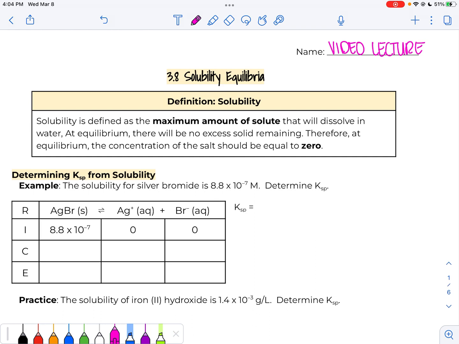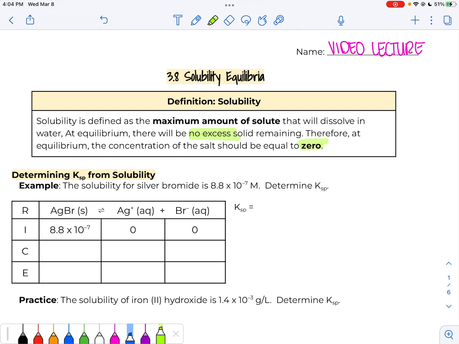Just as a reminder, your definition of solubility is the maximum amount of solute that will dissolve in water. So the amount of stuff that you can get dissolved in water before nothing else will dissolve in water. Instead, you'll just have stuff starting to pile up at the bottom. So by definition, at equilibrium, there will be no excess solid remaining. You will not have anything piled up at the bottom. It's just the maximum amount of stuff you can have dissolved with nothing else showing up at the bottom. So by definition, at equilibrium, the concentration of your salt should be equal to 0.